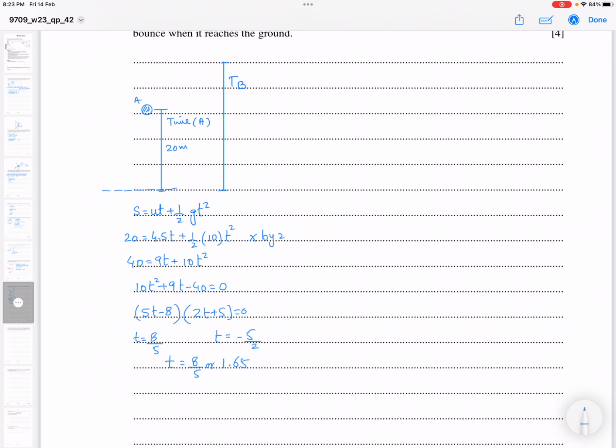Okay, now work for particle B. Use the formula S is equal to ut plus half gt squared. So S is again 20 and initial velocity would be 0, time is unknown, g is 10 and t squared, so 20 equals 5t squared and t is equal to 2 seconds. Time interval between the two particles is 2 minus 1.6, which is 0.4 seconds.